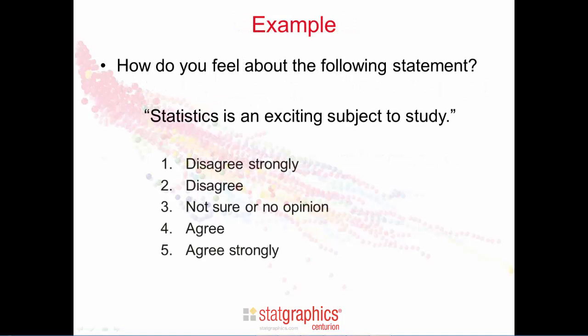Value labels are very helpful when you're entering a large amount of nominal or ordinal data. Here's a typical example that might come from a survey. Respondents are asked how they feel about a particular statement. The statement is, statistics is an exciting subject to study. Each respondent must choose one of 5 responses. Disagree strongly, disagree, not sure or no opinion, agree, or agree strongly.